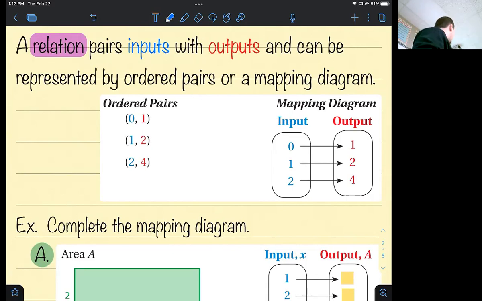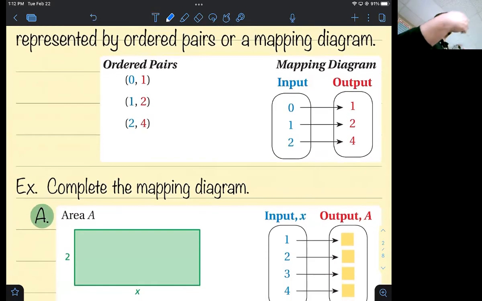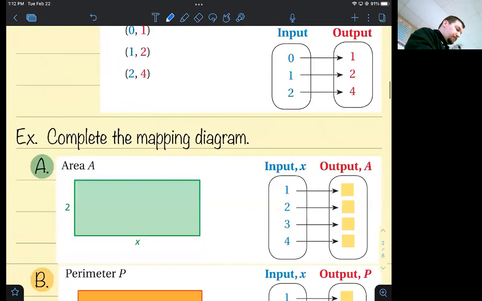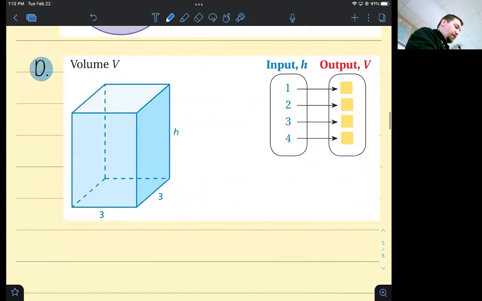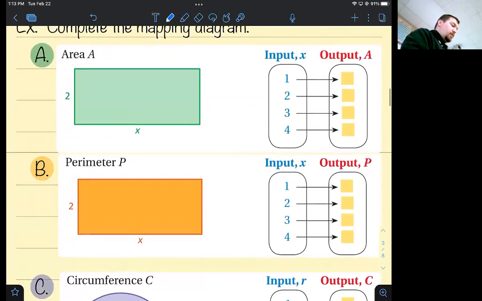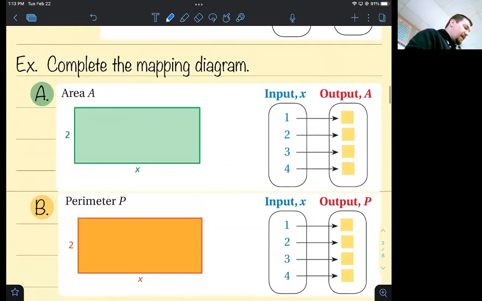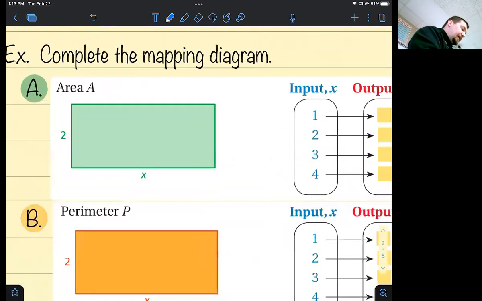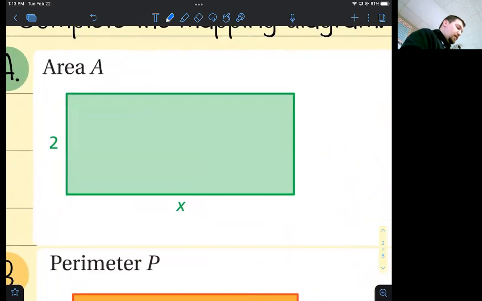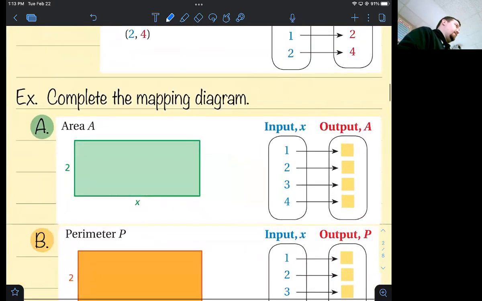And so what we're going to do is go back a lot of chapters ago. We're going to talk about area, perimeter, circumference, volume. As we're filling out these mapping diagrams, we can relate it back to something we might have remembered from a few chapters ago. So I've got here this rectangle with an area of A. The x value is the length of the rectangle. When you input 1 for x, what is it going to output for the area?